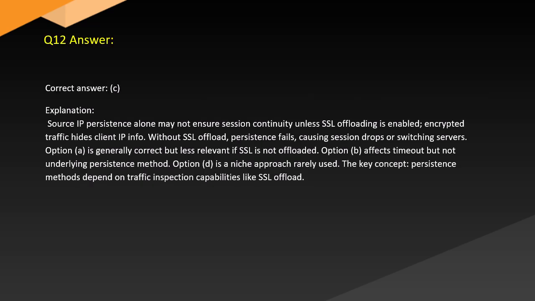Answer. Correct answer: C. Explanation. Source IP persistence alone may not ensure session continuity unless SSL offloading is enabled. Encrypted traffic hides client IP info. Without the SSL offload, persistence fails, causing session drops or switching servers.